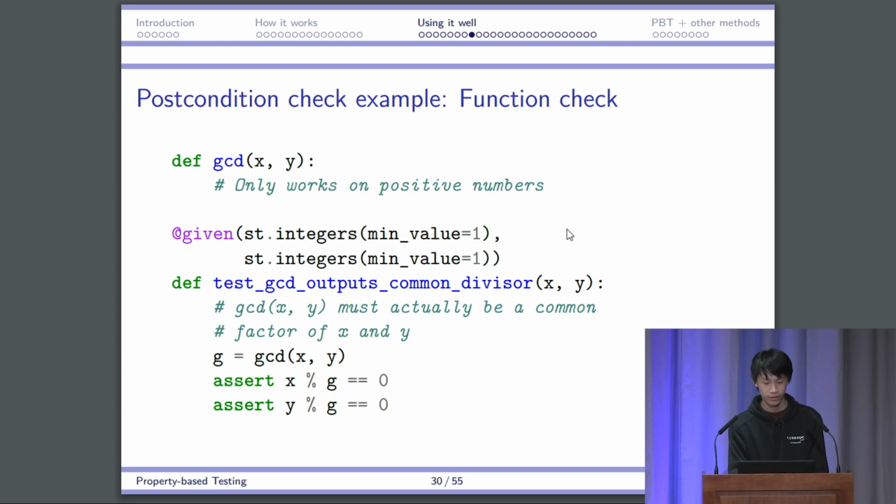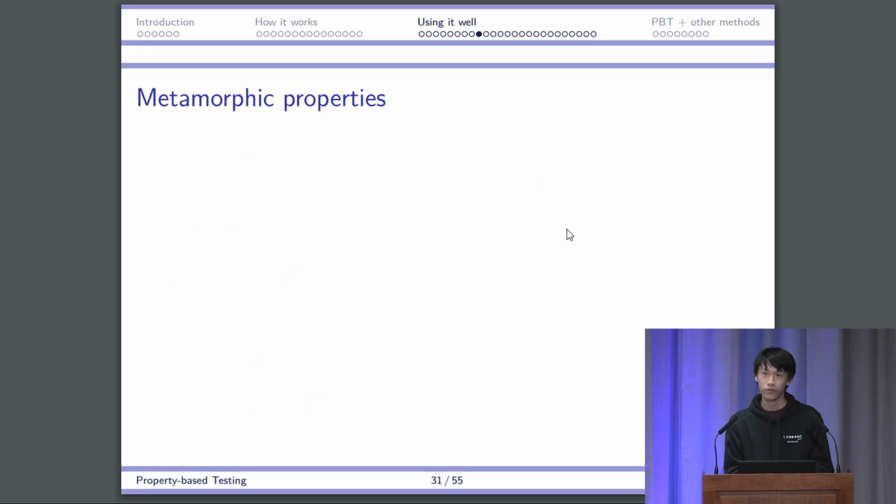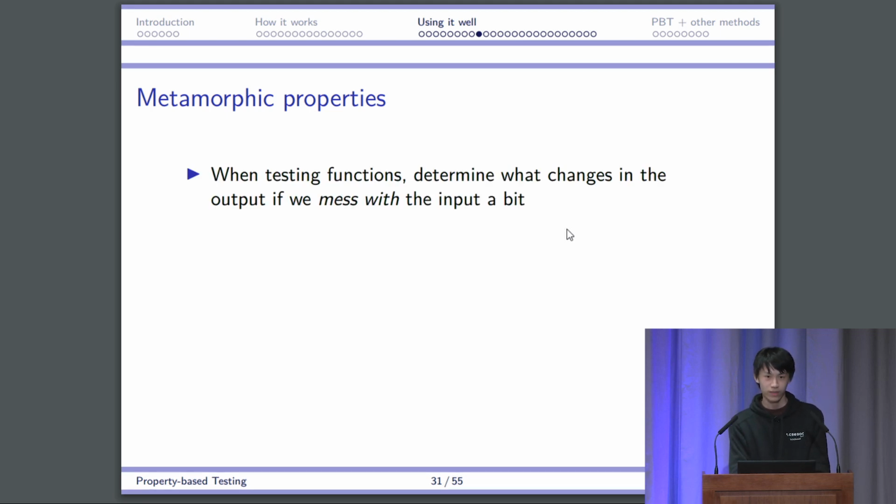Now, let's move on to another form of property-based test, which is metamorphic properties. What metamorphic properties are is that when testing functions, we want to mess with the input a little bit and figure out what happens to the output. So it's kind of like calculus, where we mess with the input, we apply the function, and we see what happens to the output.